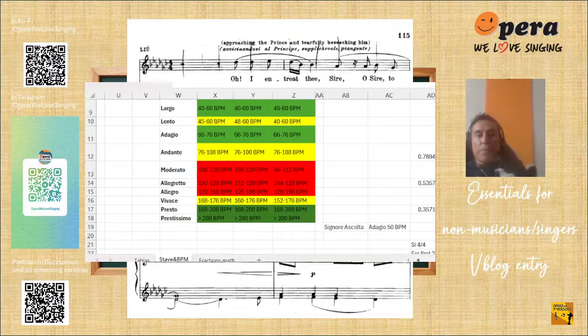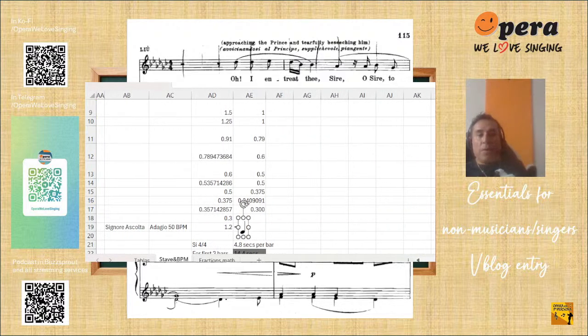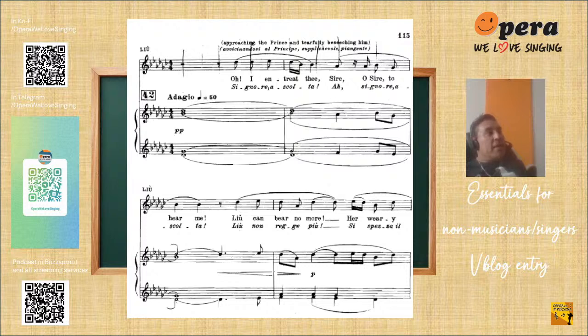Let me put it more to the right so that you can actually see it. There you go. So I was explaining, it means that since Signore Ascolta is written in a 4 by 4, we are going to have 4 notes of a quarter. If we have 4 notes of a quarter, and if we go back to the score, we notice that the tempo as expressed here says adagio, where a quarter is 50 beats per minute. If you remember, go back to our chart here, it says adagio at 50.